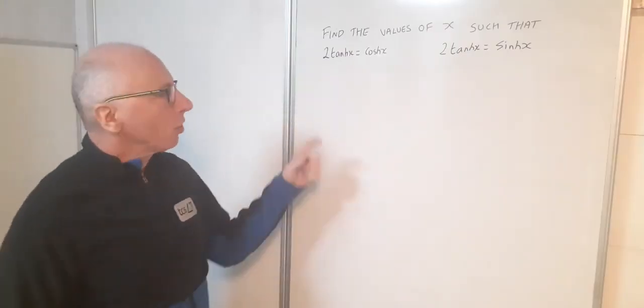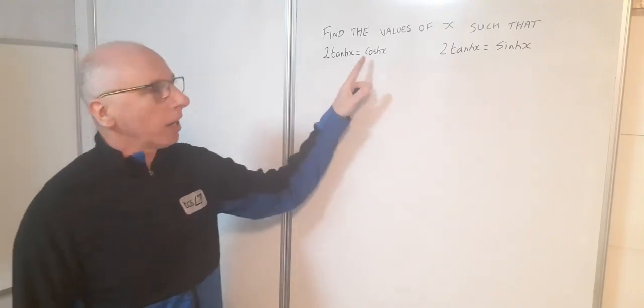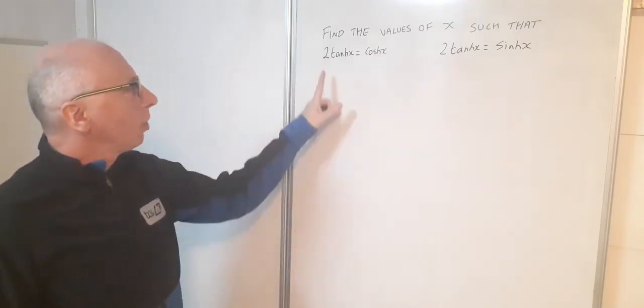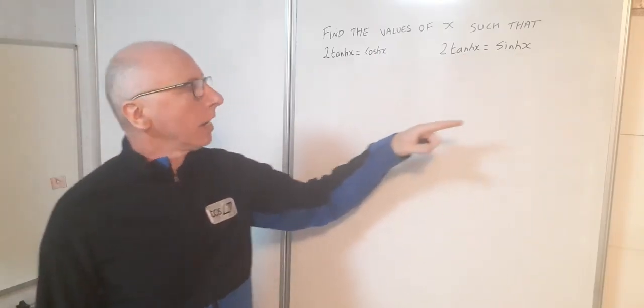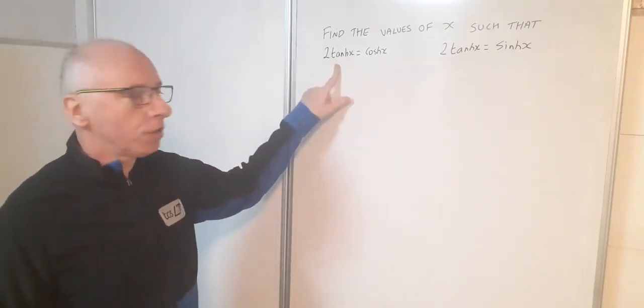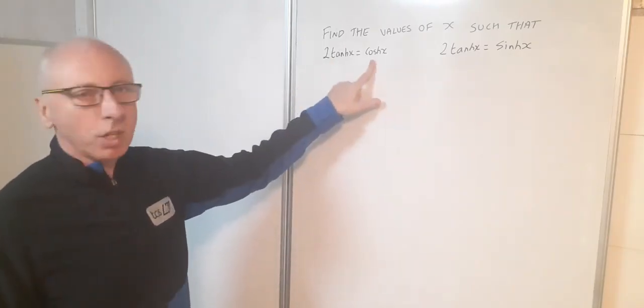So in this video I've got two very similar equations, and they've got hyperbolic trigonometric functions in there. 2 tanh of x equals cosh of x, and 2 tanh of x equals sinh of x. Now I'm going to start with this one first and try and solve it, and then let's see how we go. So 2 tanh of x equals cosh of x.